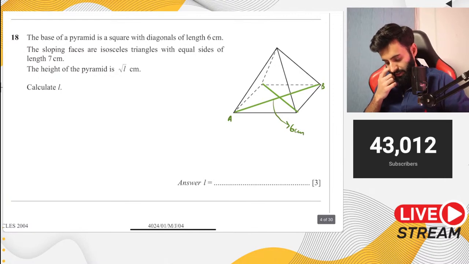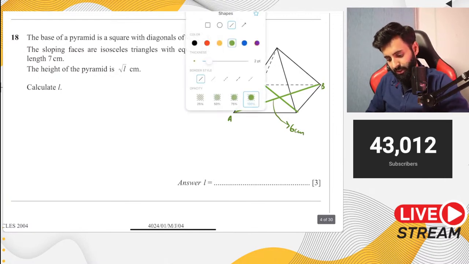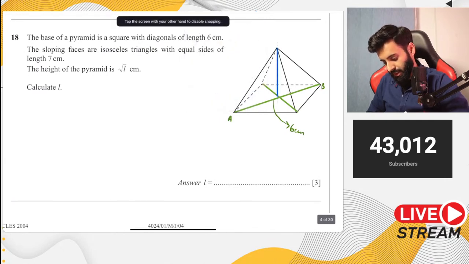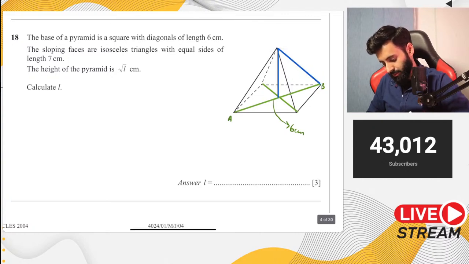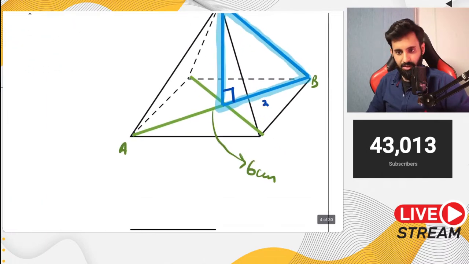Okay, now if this is 6 centimeter, that actually makes it very easy. So basically, notice that this is the height. This is the triangle that we're going to consider, what I've just highlighted. Since it's a square, this is going to be 3 centimeter.